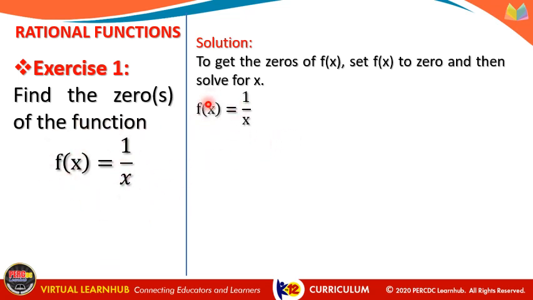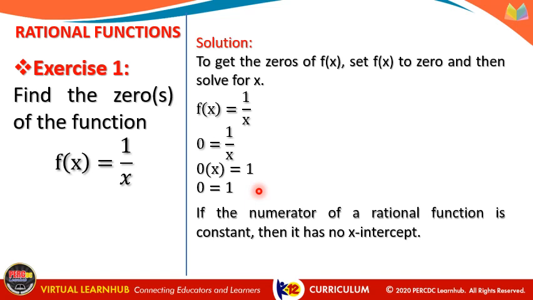Ito yung given, f of x will become 0, cross-multiply, the left side will become 0, and we will get 0 equals 1. As you can see, wala tayong masosolve dito. Hindi naman pwede na yung 0 ay mag-equal sa 1. So, wala tayong masosolve na value for x.